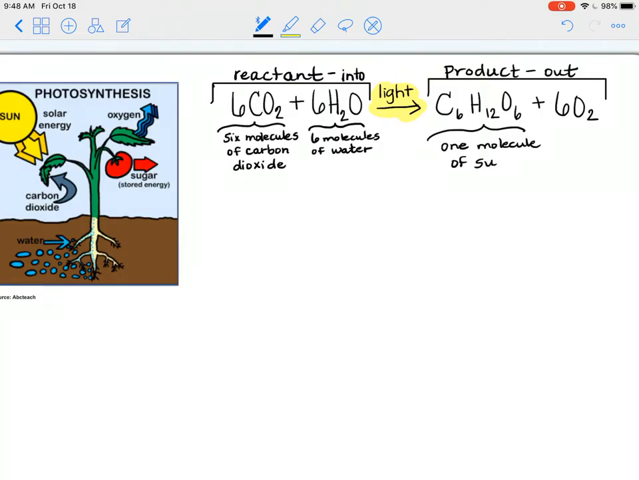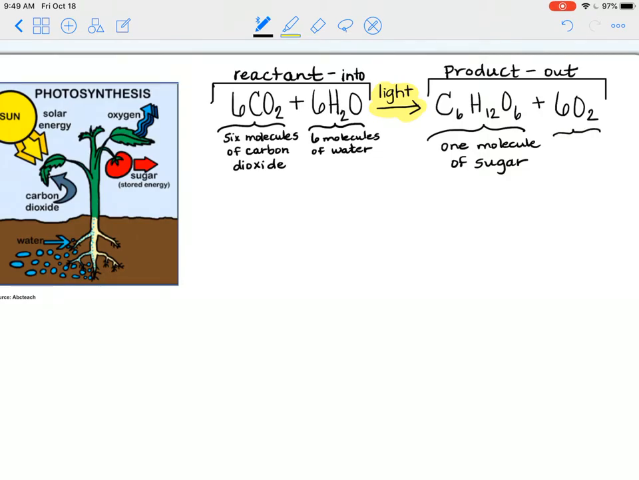So back to our picture. Do you see sugar in the picture? And you may be thinking, no, I don't. But it's stored in that tomato. That's where the sugar is stored. It's food for that plant, and it's food for you and me. I happen to love tomatoes.